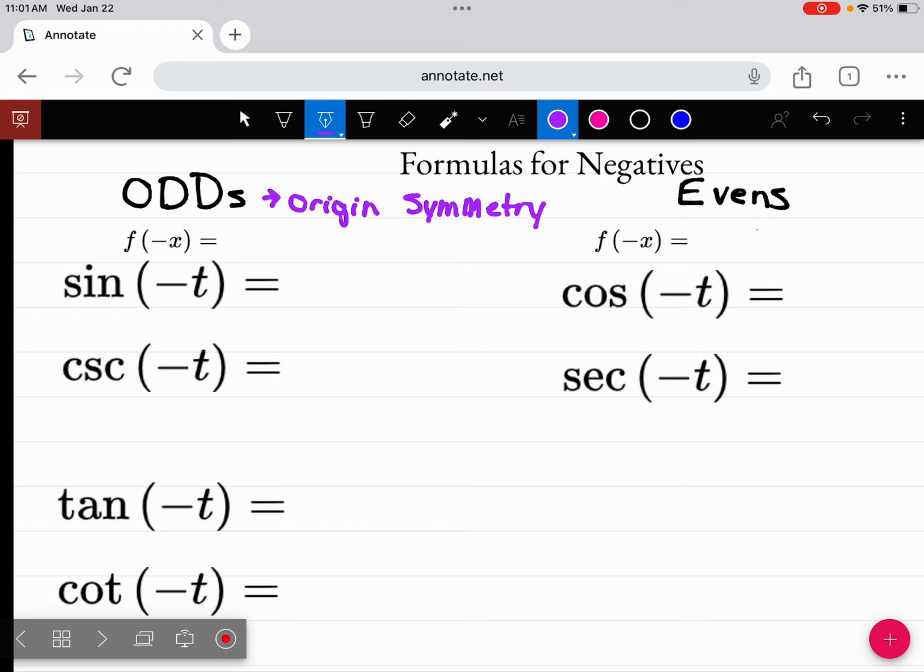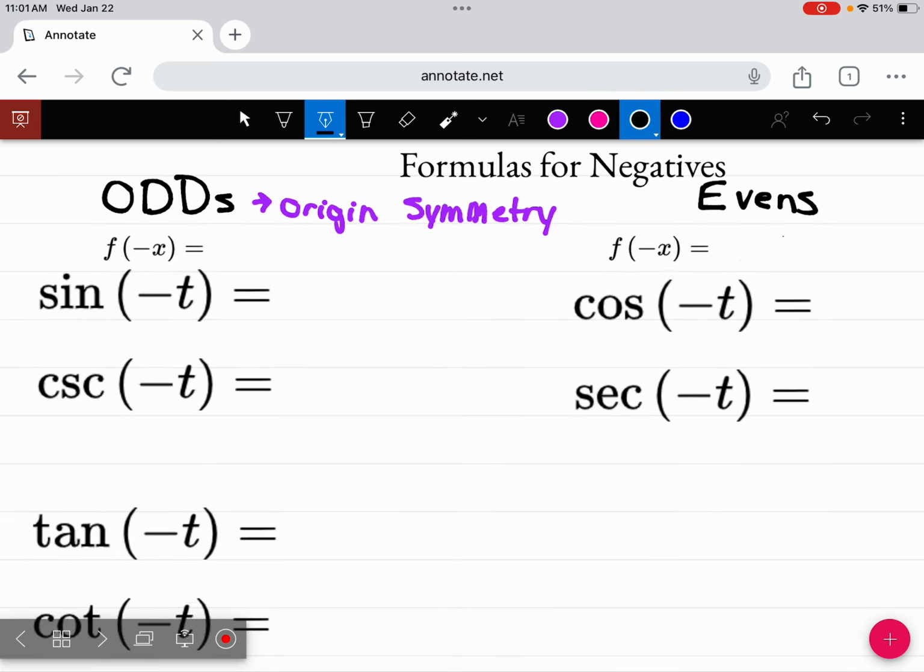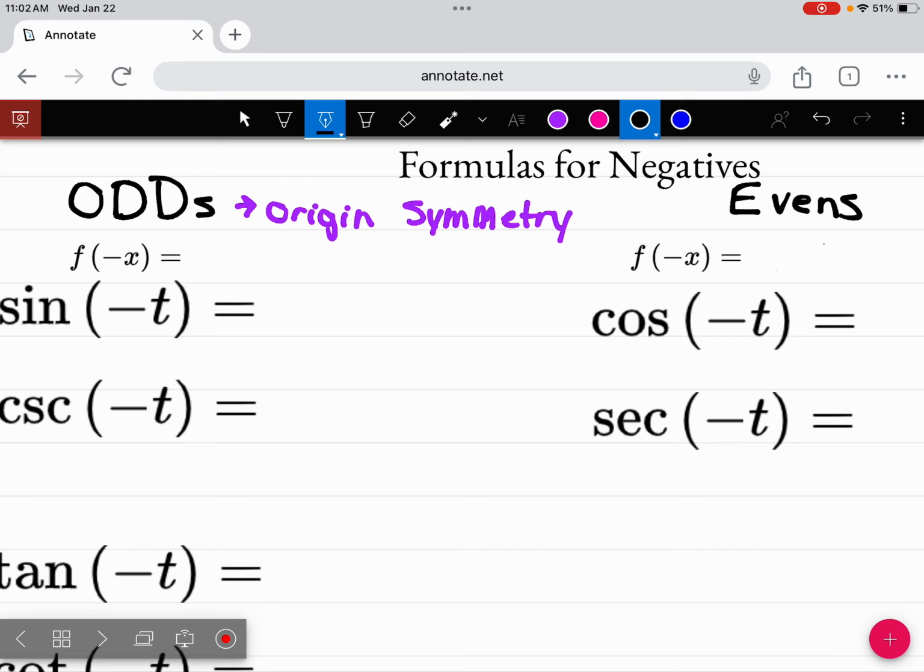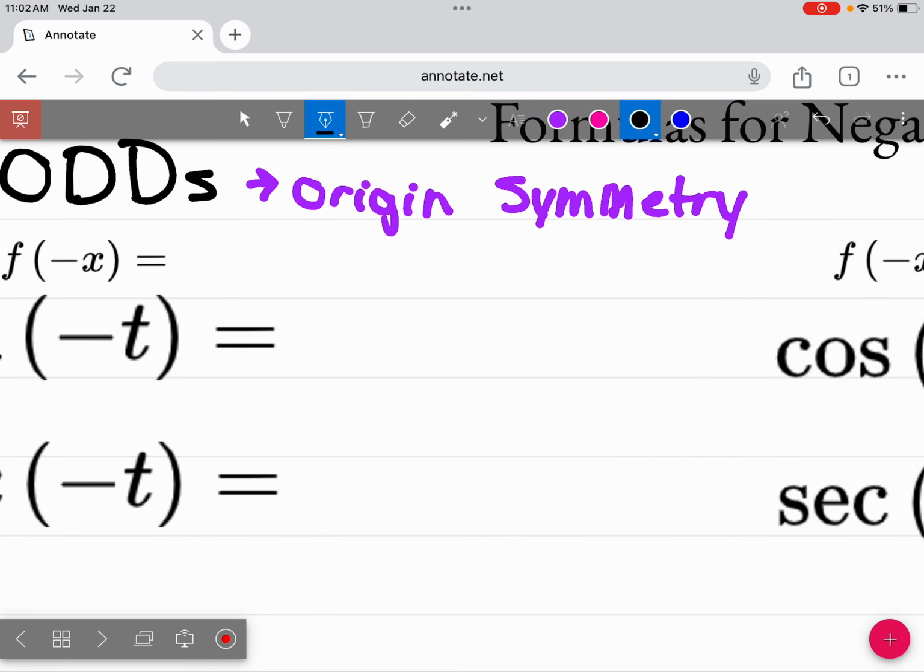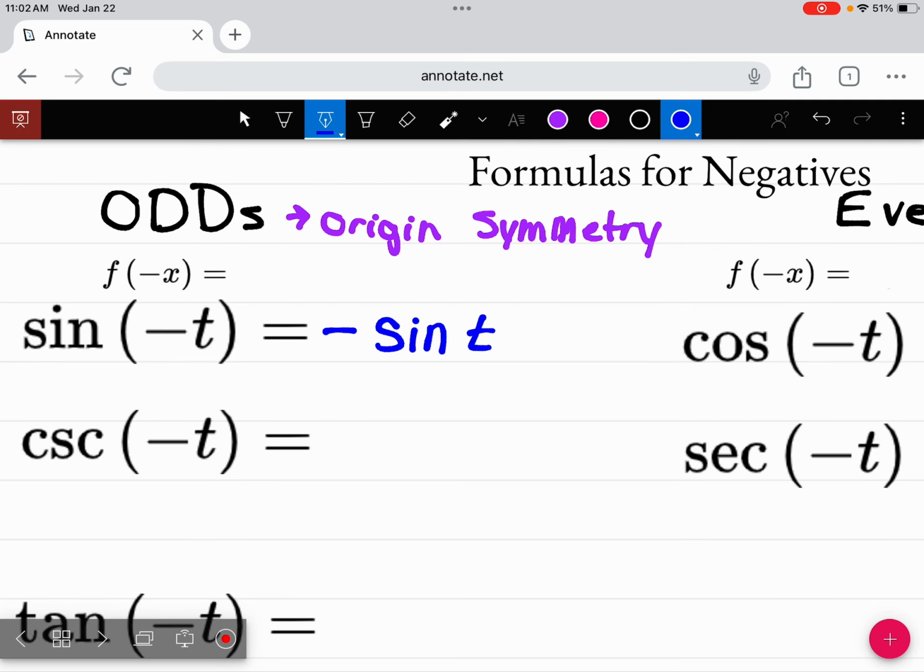Odd functions have origin symmetry. And what that means, and we can see it on the last one, is that when I have sine of a negative angle, what changes is the sign of the answer. So that's going to be the exact same thing as if I had the opposite of sine of t. And if we look back at our pi over 6, when we had positive pi over 6, we had a sine of positive 1/2. And when we had our negative pi over 6, we had a sine of negative 1/2. Our sine changed signs.